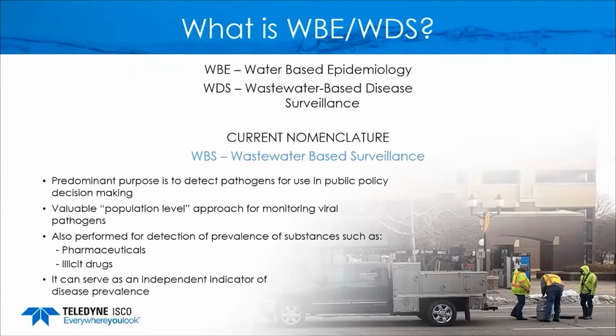It has also been used for the detection and prevalence of substances such as pharmaceuticals and illicit drugs, providing an early warning and identification of potential hotspots. Two interesting examples of the data that can be collected are from sporting events. The first was at a college football game in the United States where very high levels of opioids were detected, and at a soccer game in England where extremely high levels of cocaine were found in the wastewater from the stadium. At a basic level, it can serve as an independent indicator of disease prevalence.